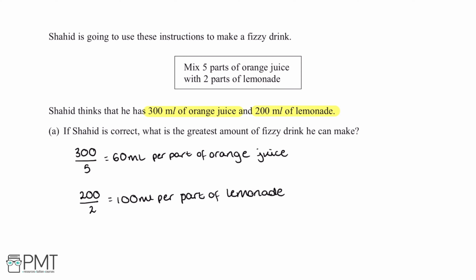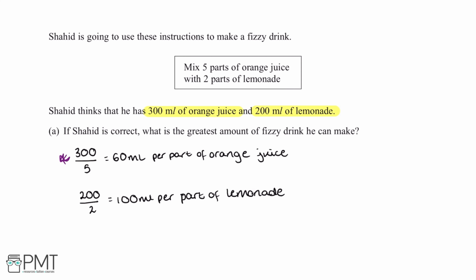So what we can see is the limiting factor based on the amount of drinks that Shahid has will be the orange juice. Because if we wanted to mix 5 parts of orange juice with 2 parts of lemonade based on the 100 millilitres, we would run out of orange juice. So therefore, the value we'll want to use per part will be 60 millilitres.